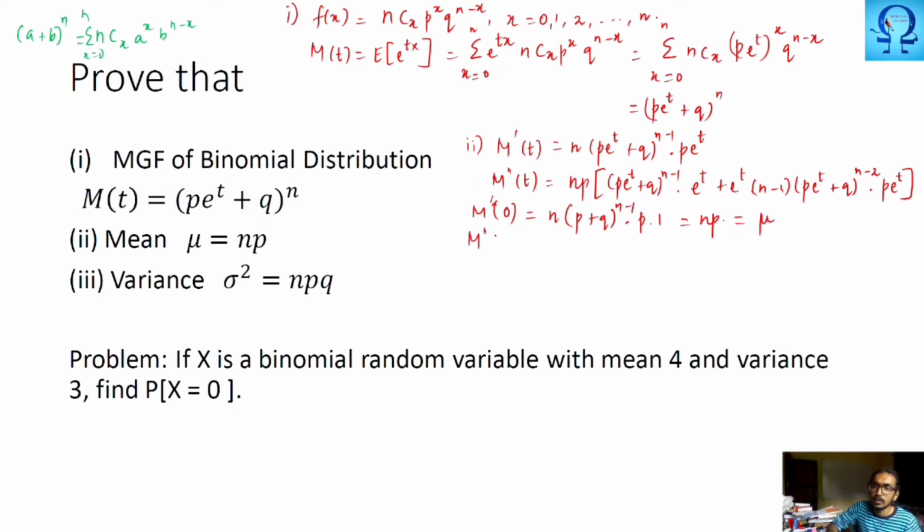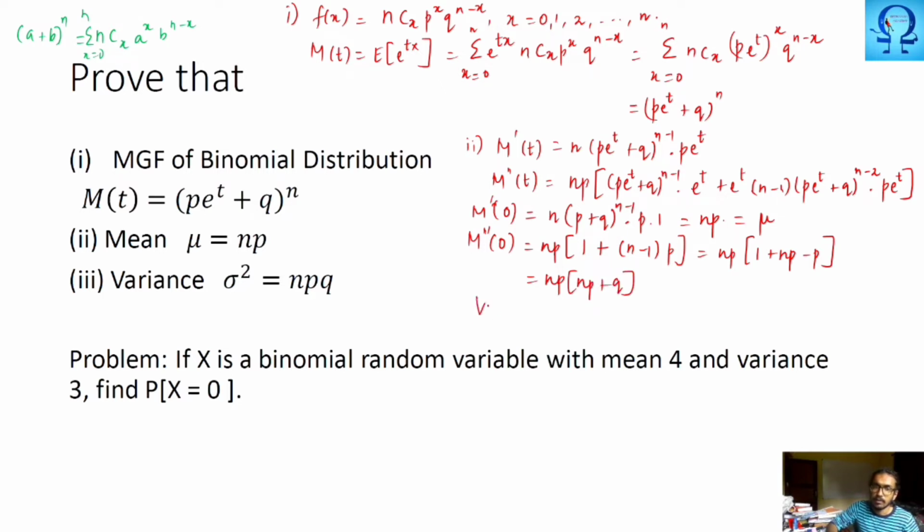Now what is m double prime at 0? If you see, it is np, and again p plus q is 1, 1 to the power anything is 1, and e to the power 0 is 1, so we get 1 plus n minus 1 times, it is again 1, and we have p here. If you notice, it is np times (1 plus np minus p). This 1 minus p we shall write as q, so it is np times (np plus q).